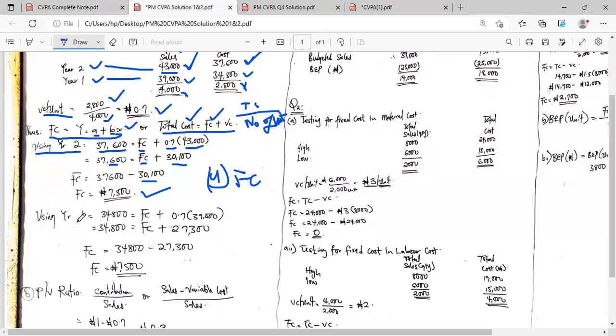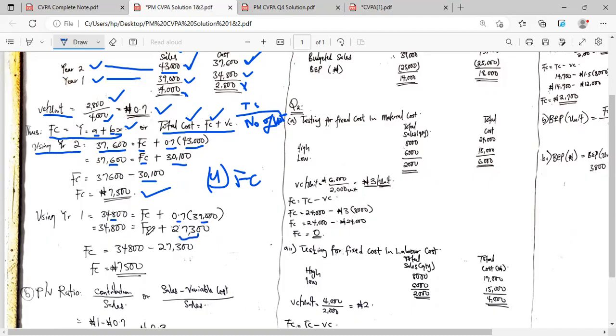So let me use year 1 data. What is my total cost in year 1 data? 34,800, which is this. Fixed cost is unknown, plus my variable cost per unit is also the same thing, 0.7. What is my total quantity? It's 39,000, because 39,000 divided by 1 naira will still give me 39,000. That is it here. Then I have 34,800. Then I have fixed cost plus what? This multiplied by this gives me what?